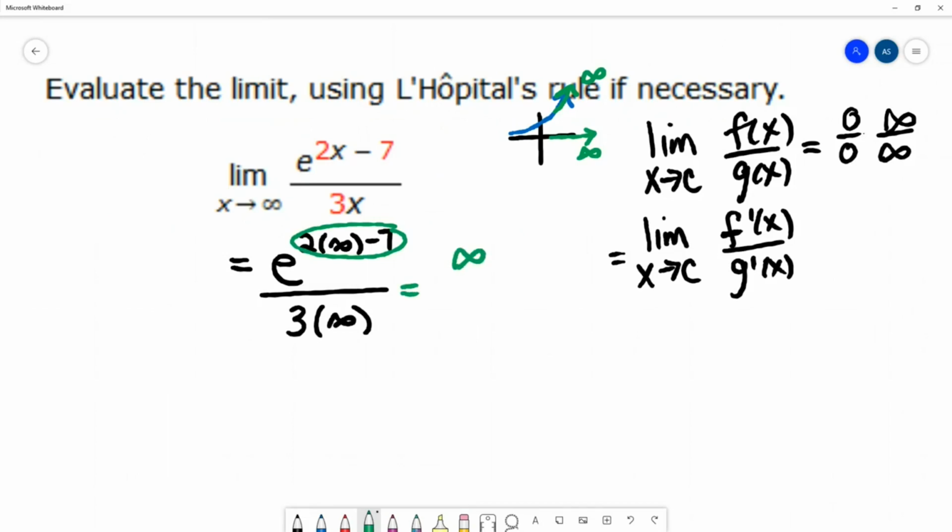Now then in the denominator we have 3x. The graph of 3x is a straight line. And as x approaches infinity, my y is approaching infinity. So that gives us our indeterminate form of infinity over infinity.